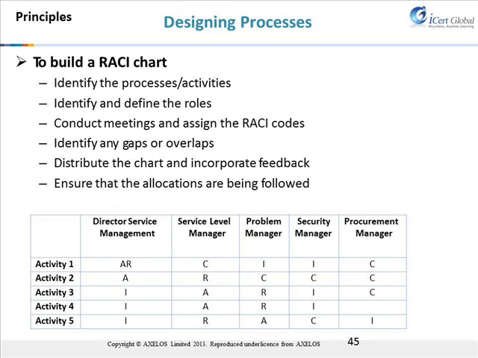To build a RACI chart, the following steps are required. Identify the processes, activities, identify and define the roles, conduct meetings and assign the RACI codes, identify any gaps or overlaps, distribute the chart and incorporate feedback, ensure that the allocations are being followed.